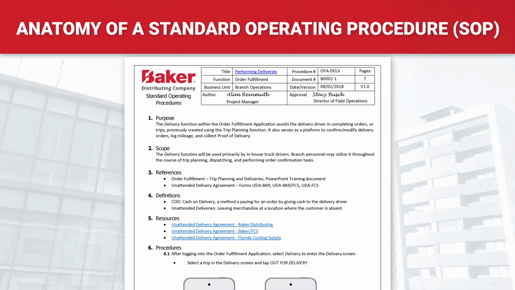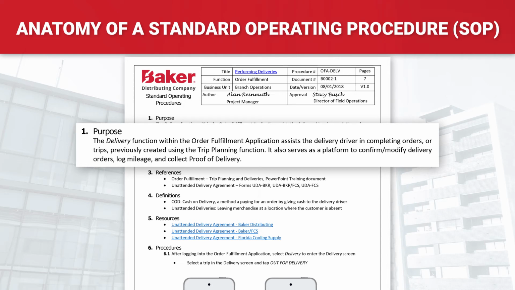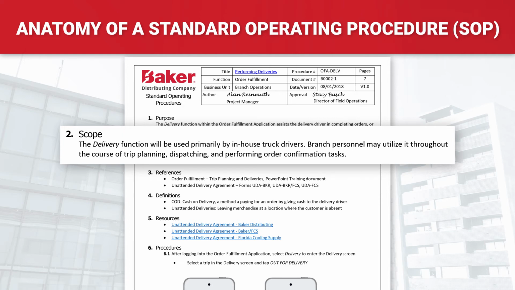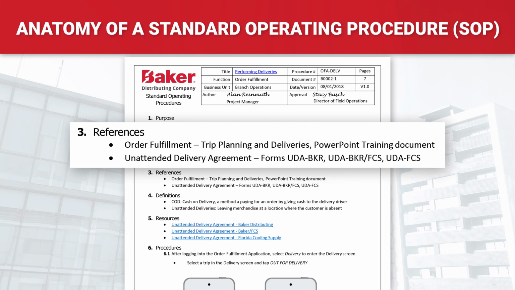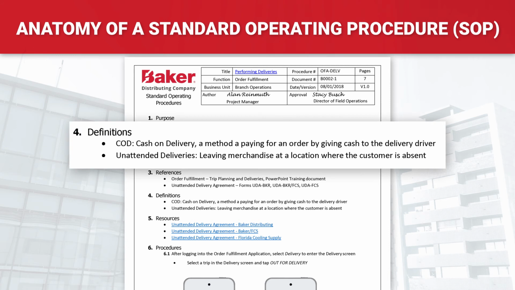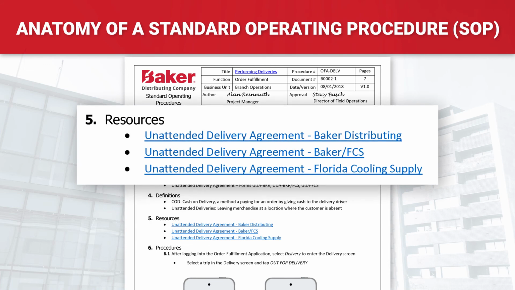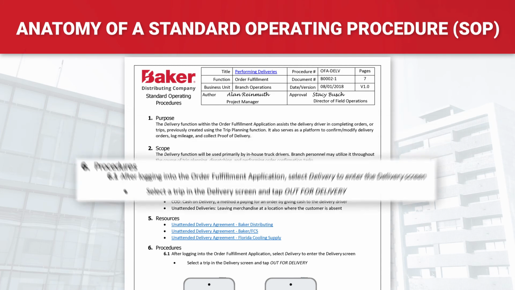In the body of the SOP, you will find detailed information about the process. The purpose of the document. This is a brief summary of the process. The scope defines the range of activities and individuals that the SOP applies to. Under References, you will see any references to other documentation. Definitions defines any process-specific jargon or terminology. Resources lists any tools or material needed. And Procedures, which list the steps taken to perform the task.